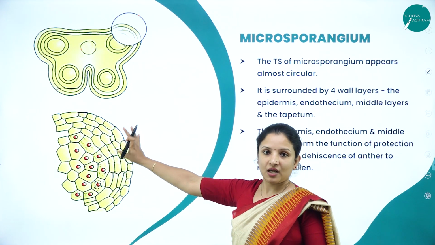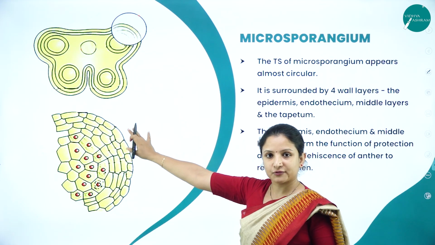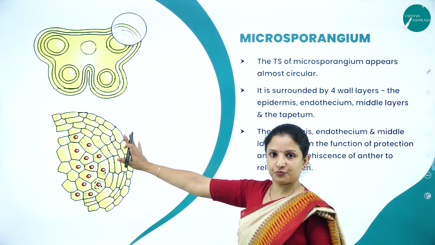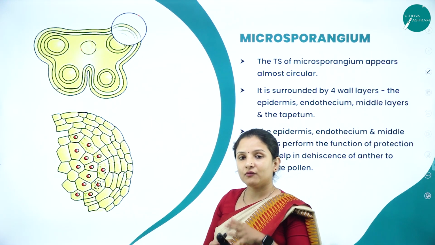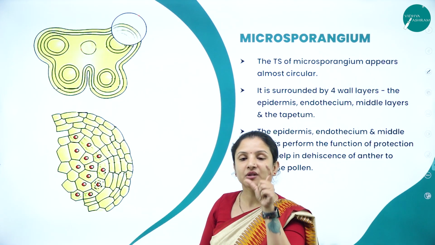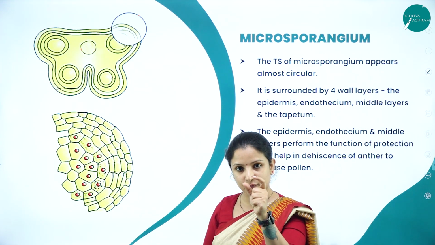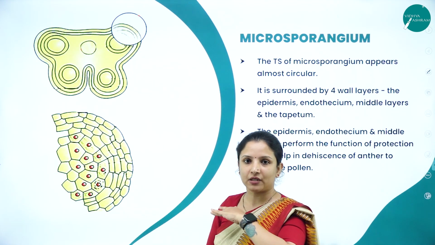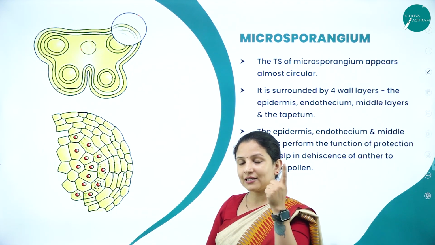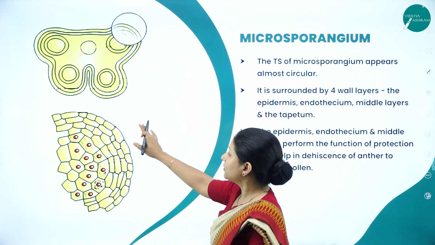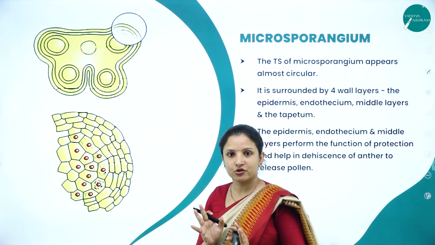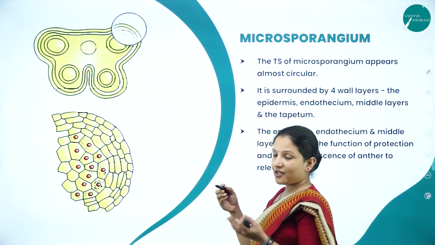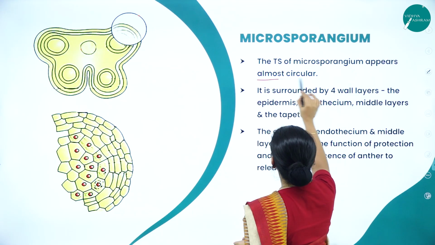This is one of the very important topics, that is about the microsporangia. With a neat labelled diagram, explain the structure of microsporangia. Always remember, when the word microsporangia comes, it is something related to the production of microspores. Microspores are nothing but pollen grains in the case of flowering plants. Now what produces the pollen grain? It is the anther. So you have to draw the diagram of a transverse section of the anther.